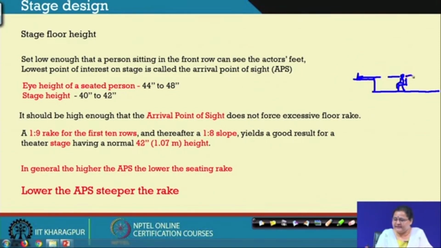So, if this height is known, which is basic anthropometrics, we see for male and female it is like 48 inches to 44 inches. So, this stage should be at a level lower than it, so that you can see what is happening at the lowest point in that level. So, stage heights are preferred to be around 40 inches to 42 inches.